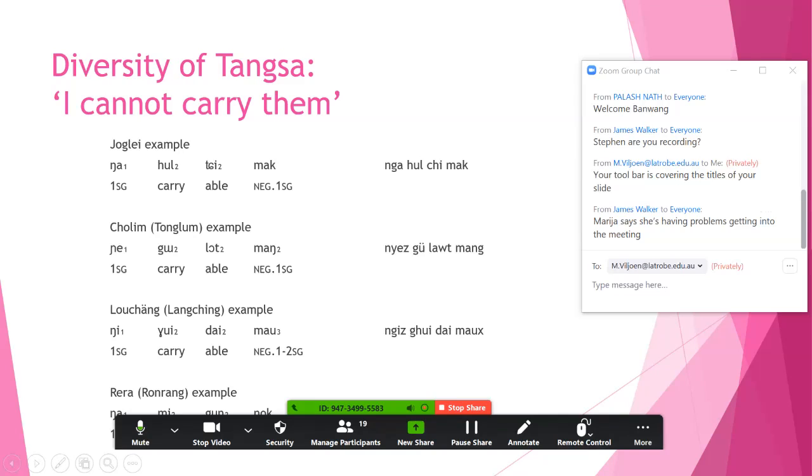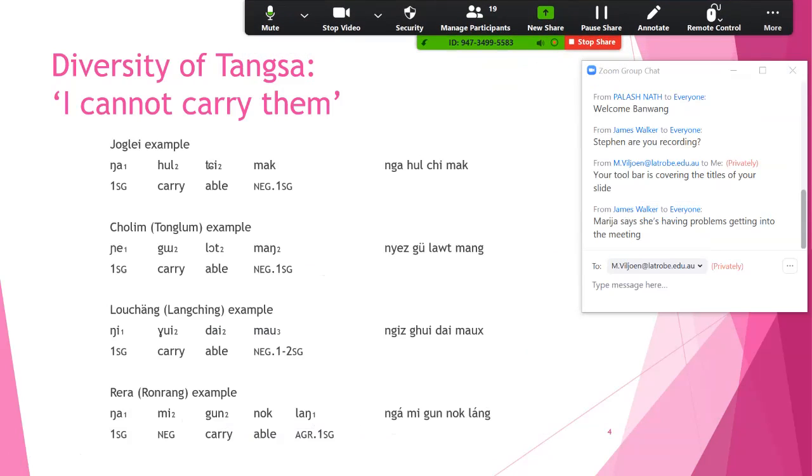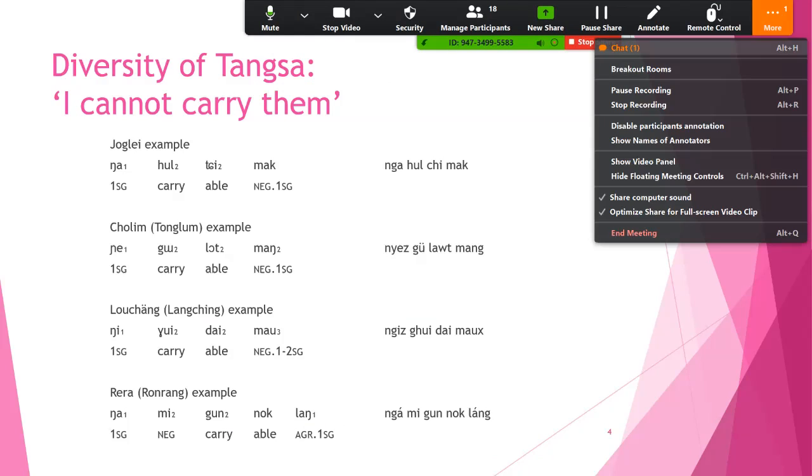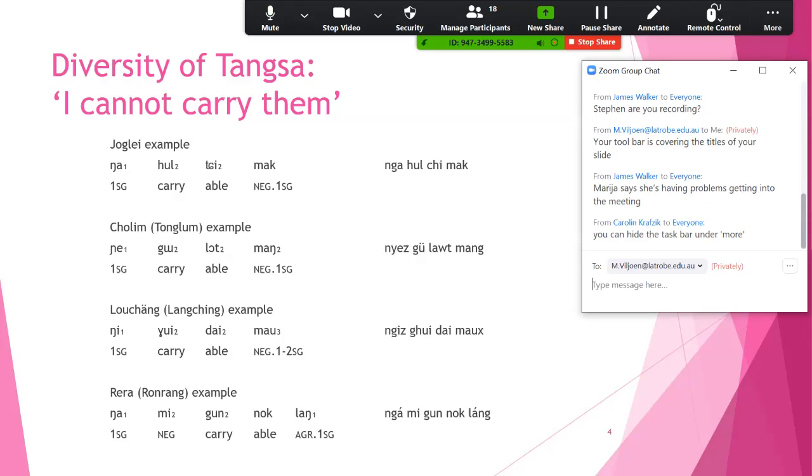And I put together on this last slide, and I'm going to move that thing up to the top for the moment, so hopefully you can see what's on this slide, which is an example of the same sentence, I cannot carry them, in 4 different Tangsa languages so that you can see the distinction. And these sentences are spelled out using orthographies that are to a lesser or greater extent actually in use by these different subtribes. So the Joglei would say something like nga hulji mak. The Cholim would say something like ni kulot mang.